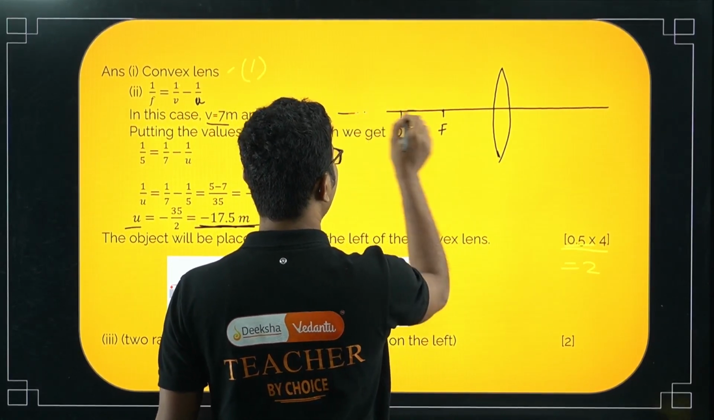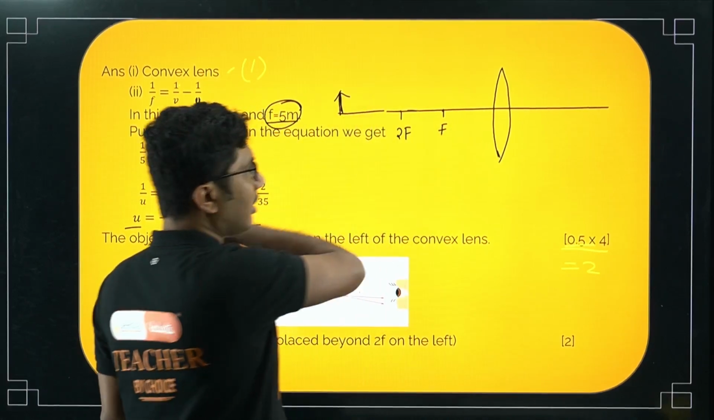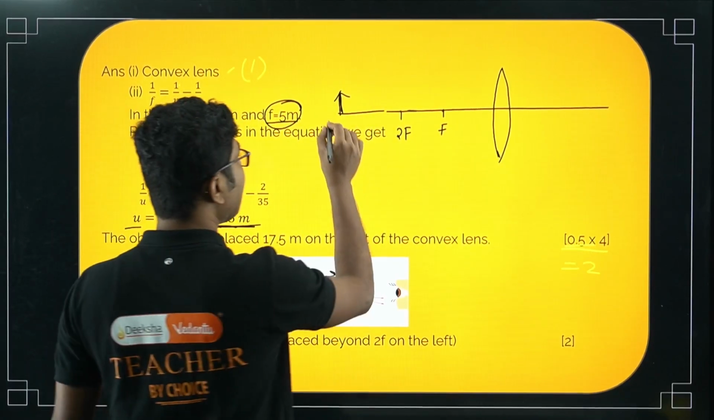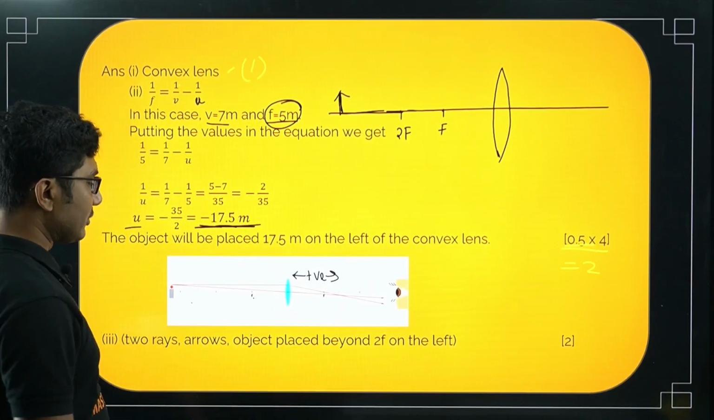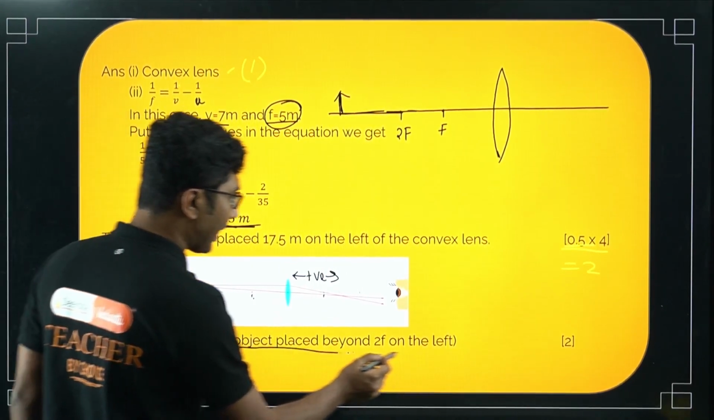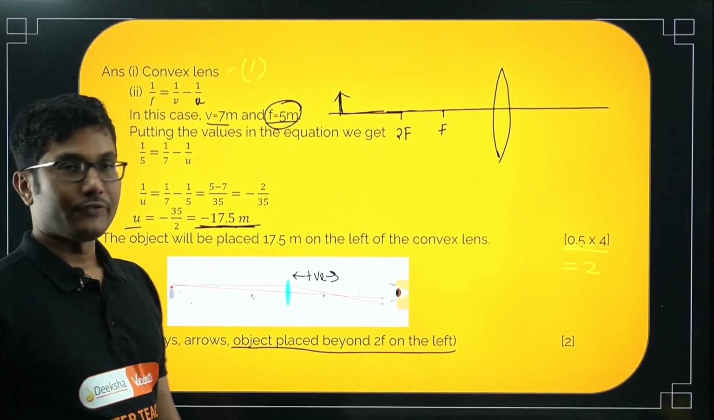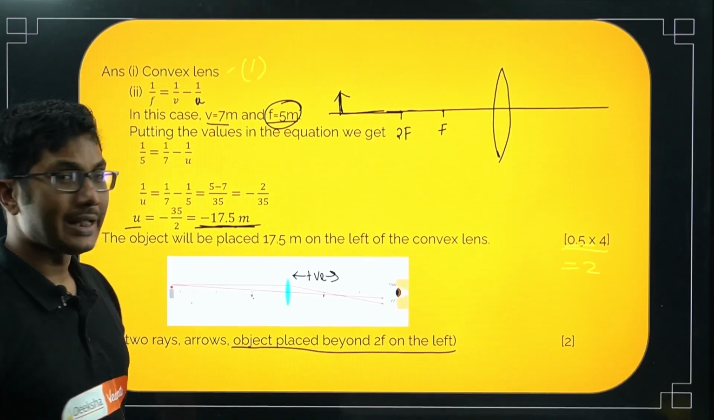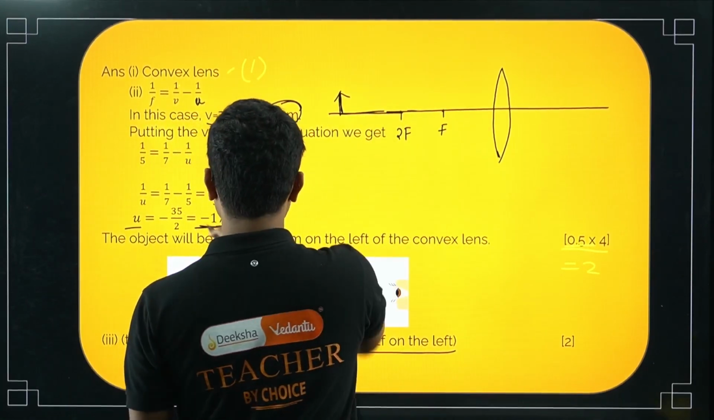So it will be somewhere here, outside the 2f region. That is very important. You have to identify that. In the answer they have also mentioned that the object is placed beyond 2f, on the left. So be very careful, the object must be placed beyond 2f on the left, because u is negative.